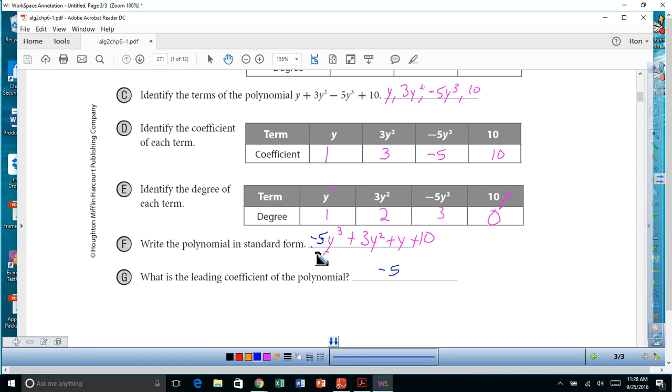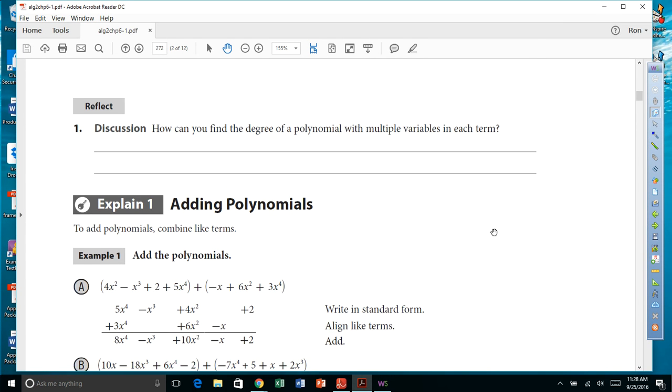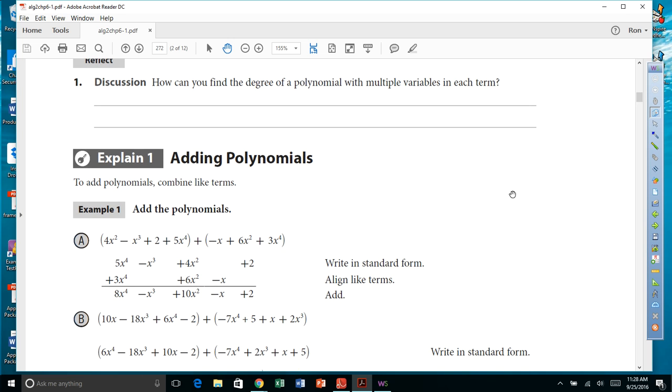It'll look a little better. It's the coefficient of the variable with the largest exponent. How can you find the degree of a polynomial with multiple variables in each term?